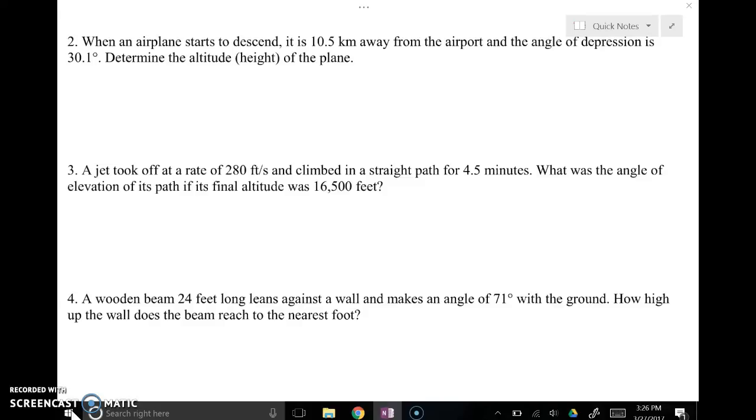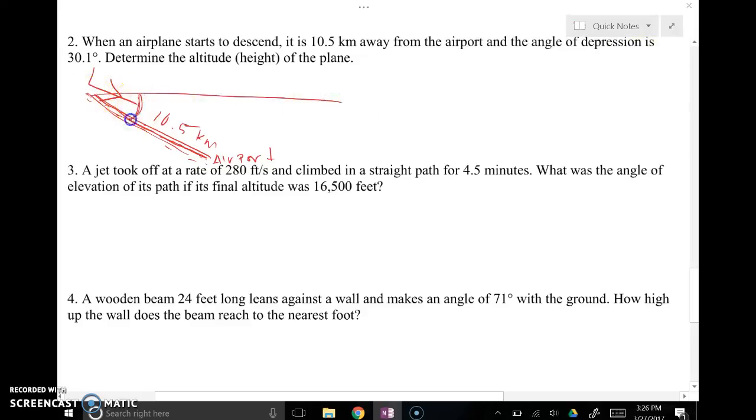When an airplane starts to descend, so we've got some airplane, and bear with my art. Airplane is heading down toward the ground, and it is 10.5 kilometers away from the airport. So airports are down here on the ground. So I'm headed down toward that. So this distance that I am away, that I'm traveling, this right here, that's 10.5 kilometers.